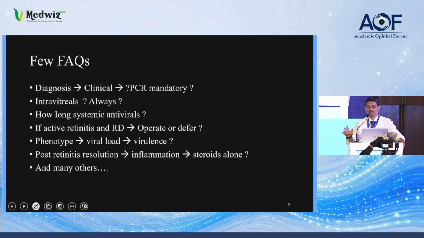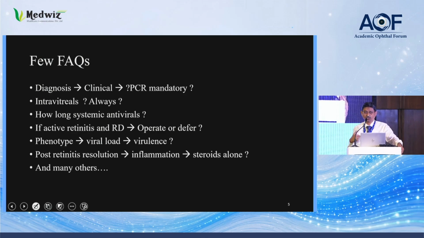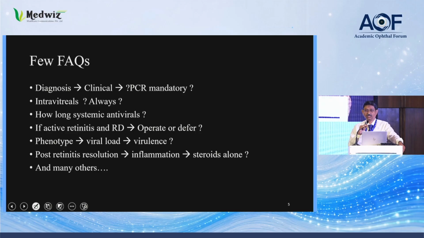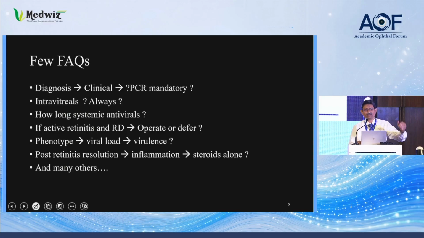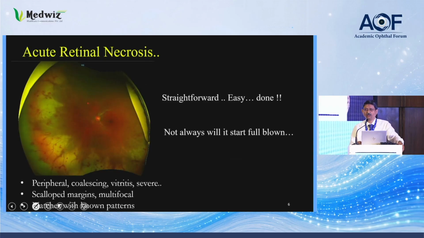The most frequently asked questions are: the diagnosis, is it clinical or do I need to do PCR, is PCR mandatory for all these cases, and intravitreal always or can systemic therapy do? How long should systemic antivirals be given? If there is active retinitis and RD, do I operate or defer? Phenotypic, how much is the viral load, how to decide about it, and after retinitis resolution, should we continue with the steroid alone? There are many more questions. I'll try to give you the solution for that. Life cannot always be easy like this.